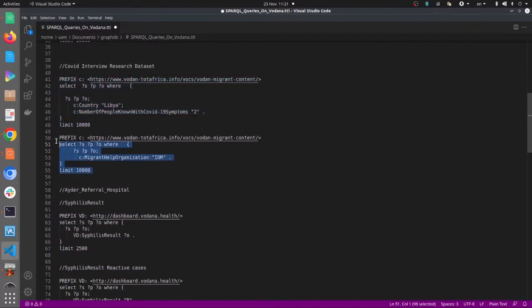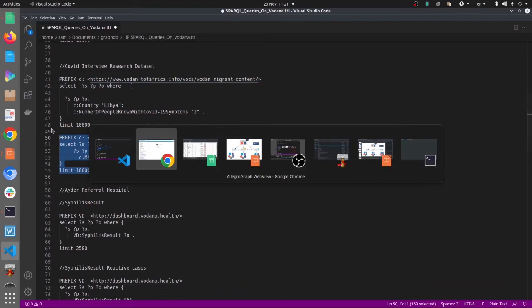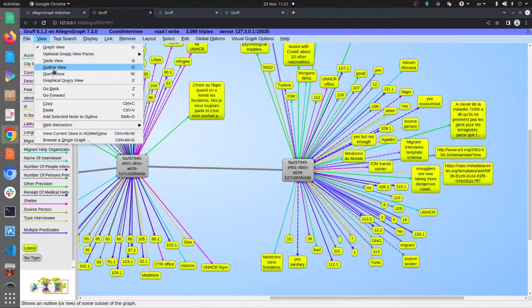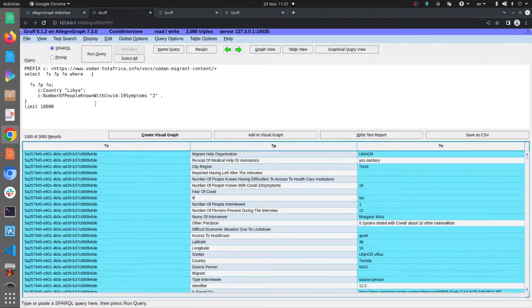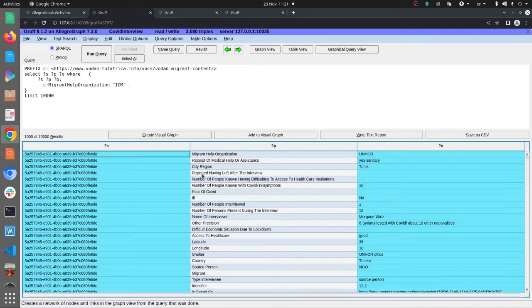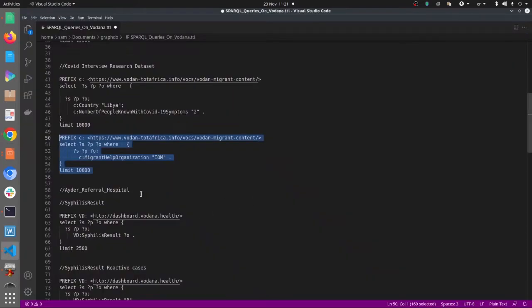For instance, if we are interested in who has symptoms and is helped by IOM or any other organization of choice, we will have the result like this.